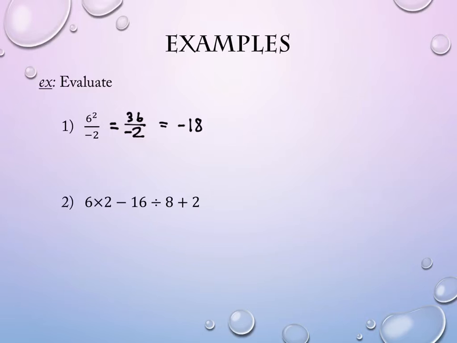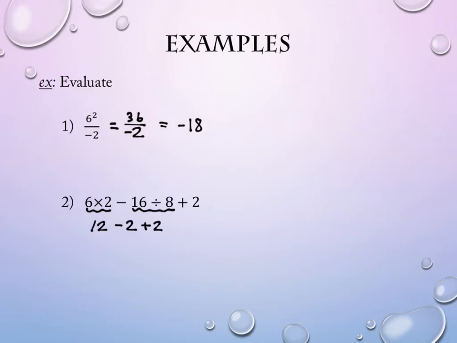I don't have any parentheses and I don't have any exponents. So what's the next thing I need to be doing? Multiplication and division, from left to right. So we'll start on the left, and it actually happens to be multiplication first. 6 times 2 is 12. So this multiplication. And then I have this division right here, negative 16 divided by 8, negative 2. And then I have the addition on the end.